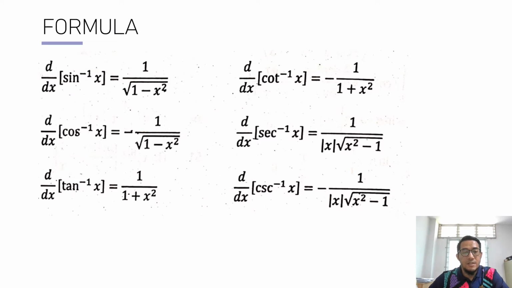Today I will explain the topic of derivatives of inverse trigonometric functions. As you can see here, this is the formula that we have for the inverse trigonometric functions: sine inverse x, cosine inverse x, tangent inverse x, cotangent inverse x, secant inverse x, and cosecant inverse x.